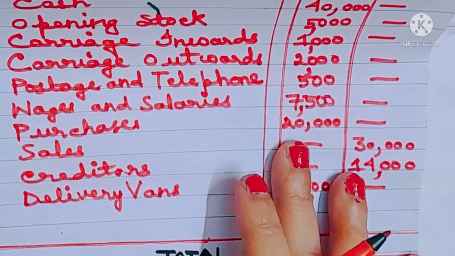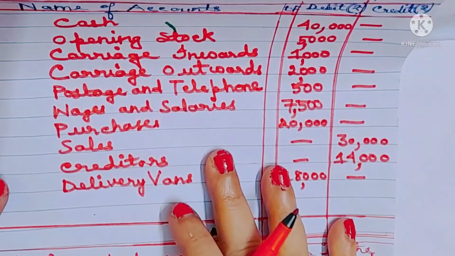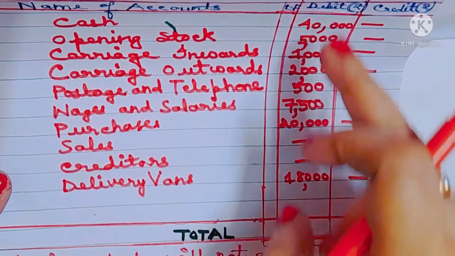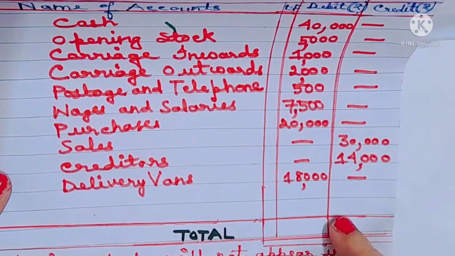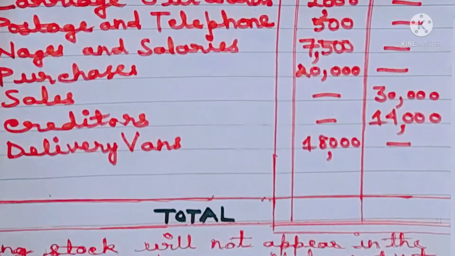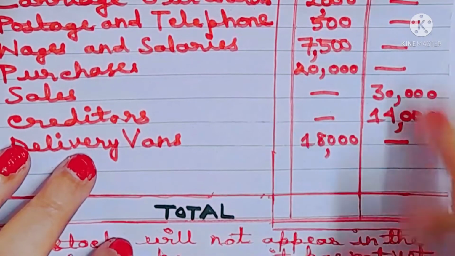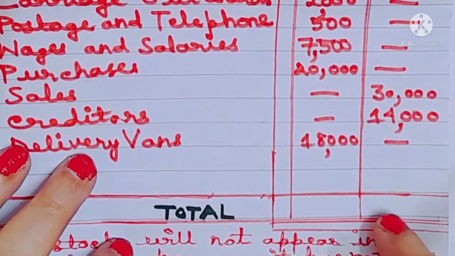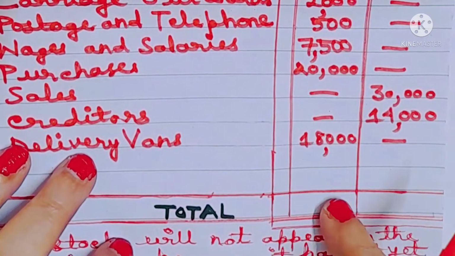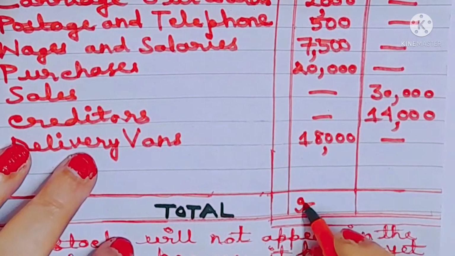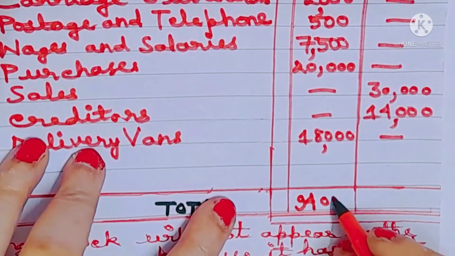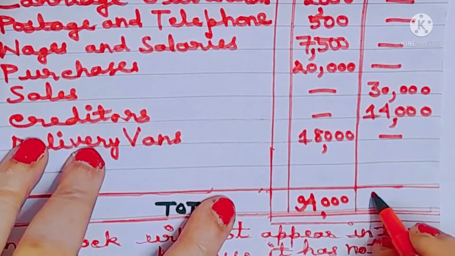Okay? So, now let's calculate the total of debit column and the total of credit column. The total of debit column is 94,000 and the total of credit column is 44,000. So, we'll write 94,000 on both sides. Whichever total is bigger, we write that on both sides.